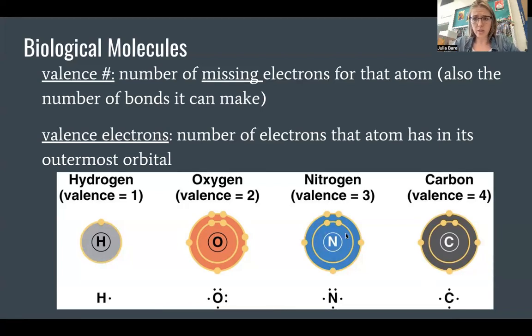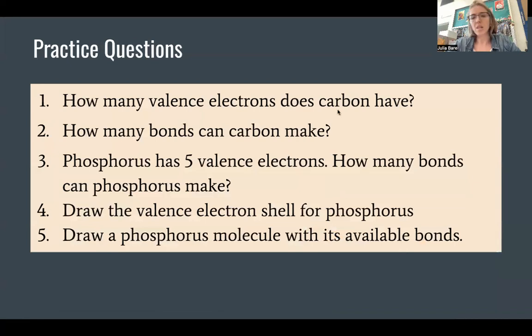Now, things get kind of interesting because even though this is sort of the basics of these atoms, things can get kind of interesting when it comes to bonding. Let's pause for a second and see if you can do some practice problems. See if you can answer these questions on your own. Pause the video and try to answer these questions on your own.